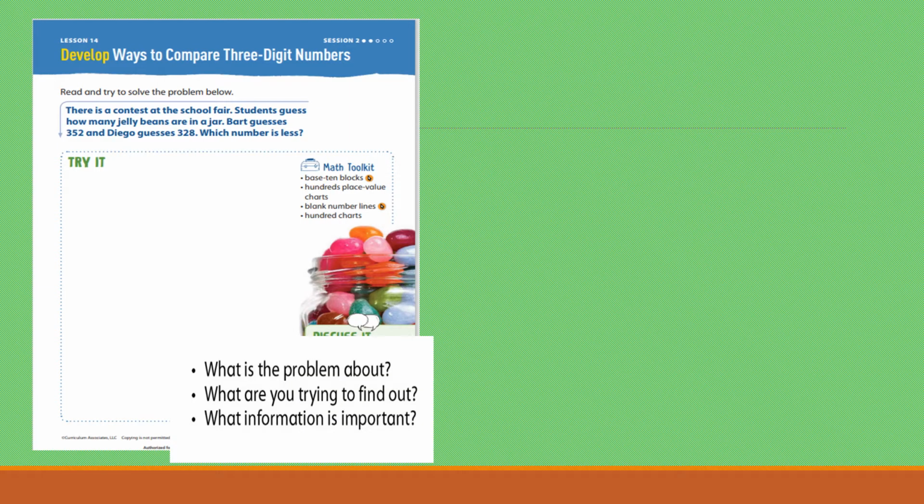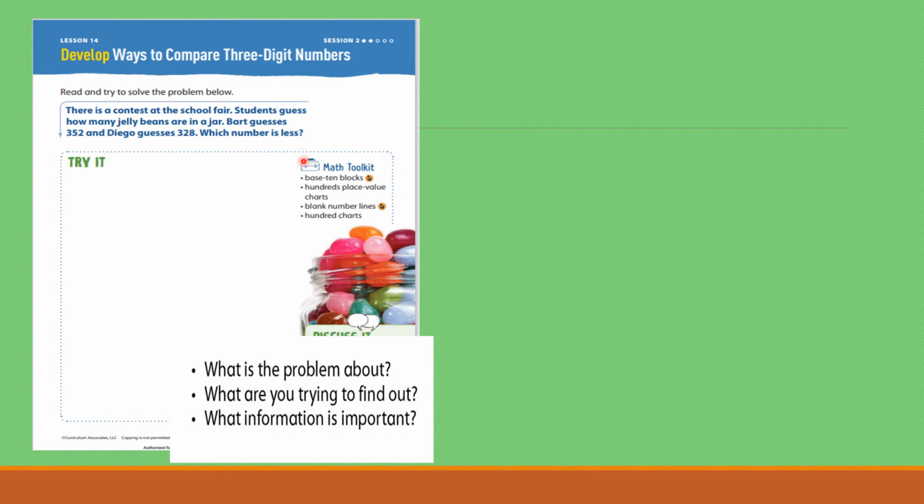All right, let's start with our word problem. Our word problem says there is a contest at the school fair. Students guess how many jelly beans are in the jar. Bart guesses 352 and Diego guesses 328.